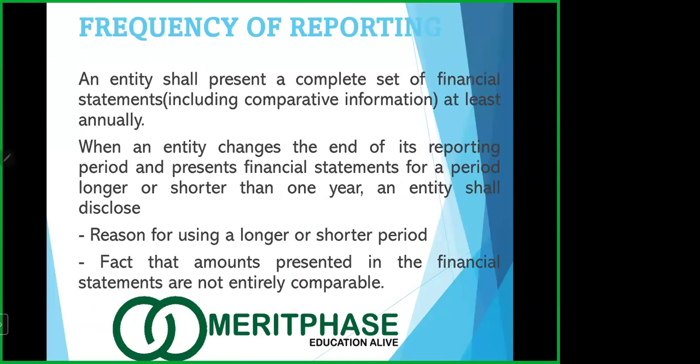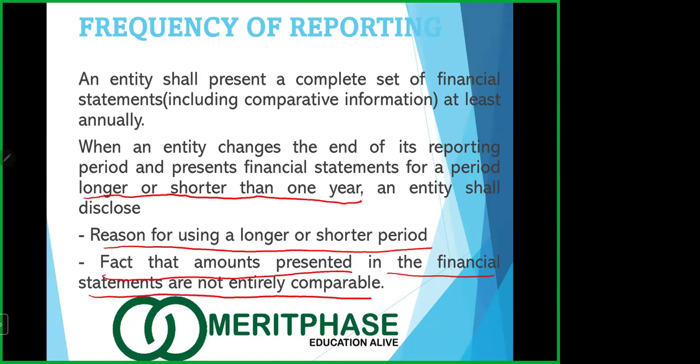Frequency of reporting. An entity shall present a complete set of financial statements, including comparative information, at least annually. When an entity changes the end of its reporting period and presents financial statements for a period longer or shorter than one year, an entity shall disclose the reason for the longer or shorter period and the fact that amounts presented in the financial statements are not entirely comparable.